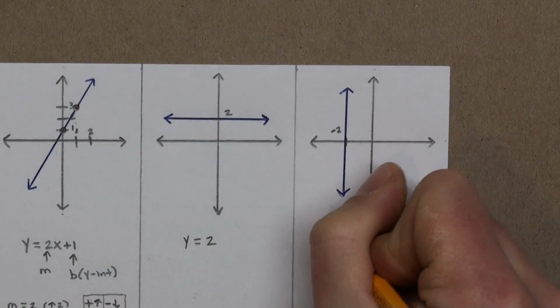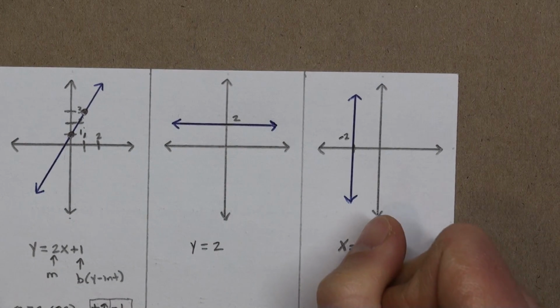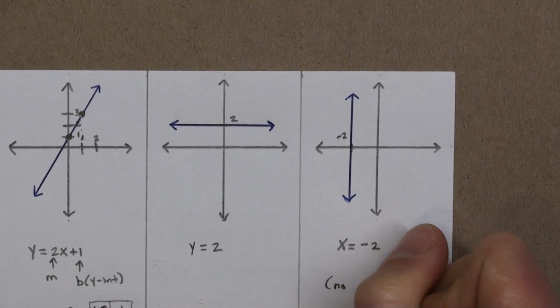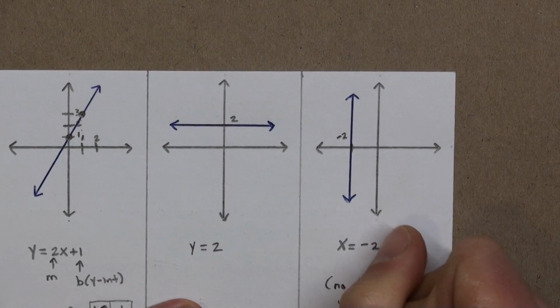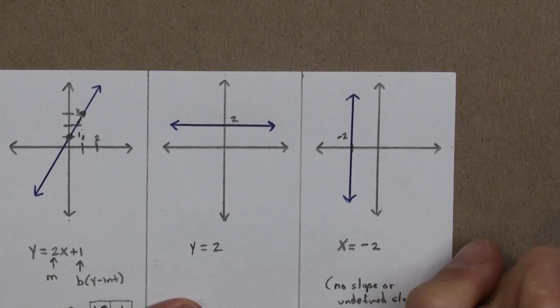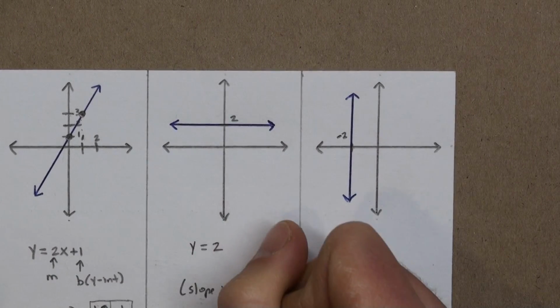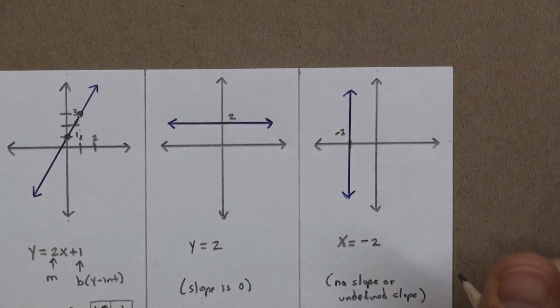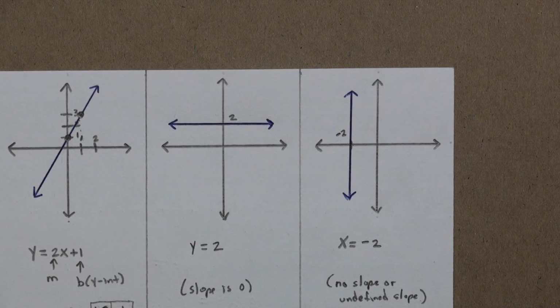This one would be x equals negative 2. It has no slope, or it's an undefined slope. And for this one, slope is 0. And that's it, I think. You really don't need any more info than that.